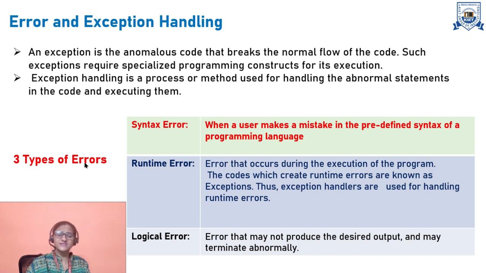The types of errors which occur in a program are basically classified into three types. Syntax error. This occurs when a user makes a mistake in the predefined syntax of a programming language, because every programming language has decided how to write in it. They have their own way of writing, their own grammar. If we don't follow it, a syntax error occurs, and definitely the flow of the code will get disturbed.